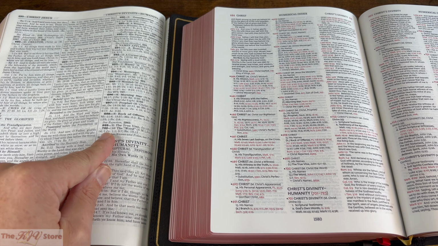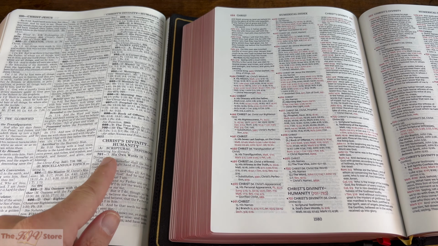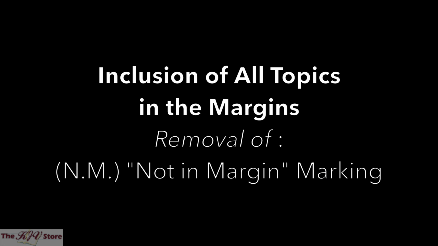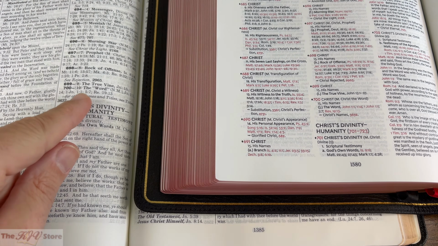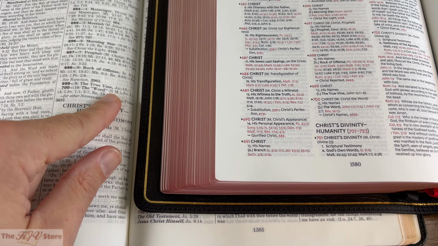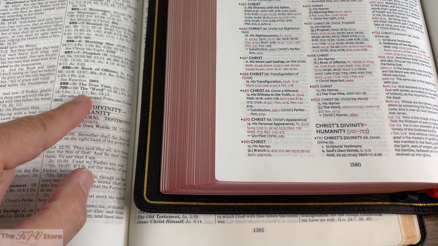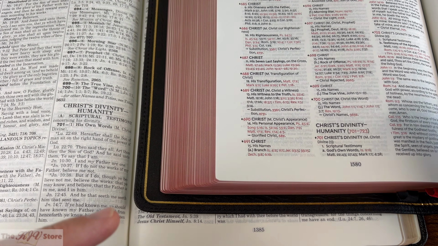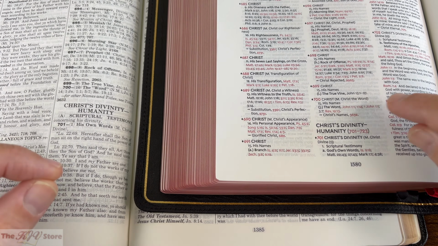Number 700, Christ the Word, still 700, Christ the Word. 701, Christ's divinity and humanity, still 701, Christ's divinity and humanity. And notice on this closer shot that the old Thompson, topic 700, Christ the Word, there is that old NM or not in margin designation before they start listing out those references of John 1:1, John 1:14, 1 John 1:1, etc. Notice that the updated Thompson now specifically says 700 Christ and Christ the Word and as the marginal reference.